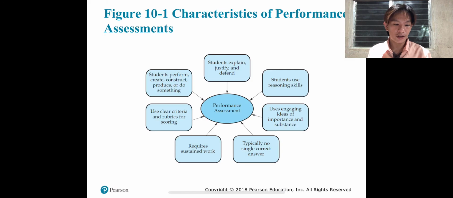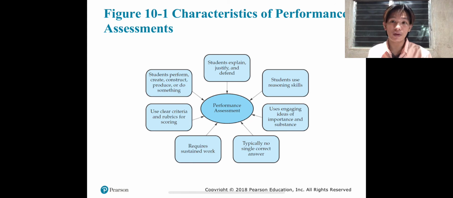Moving on, the characteristics of performance assessment: students can explain, students can justify, and students can defend. Students also have reasoning skills. Students also use engaging ideas of importance and substance, and there is typically no single correct answer, because performance assessment is based on their skills, and every student is diverse and has their own capabilities.